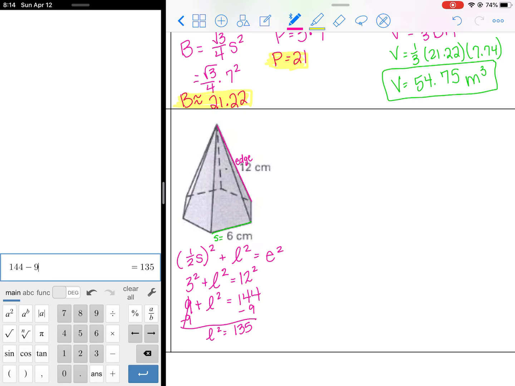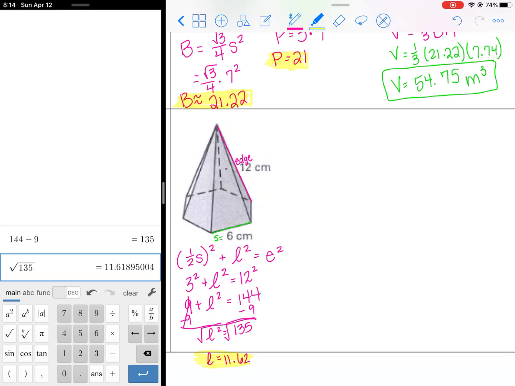So to find that slant height, I'm going to take the square root of both sides. So the square root of 135 is about 11.62. So we're still rounding to 2 decimal places. So when I need the lateral height or the slant height, it's going to be 11.62.